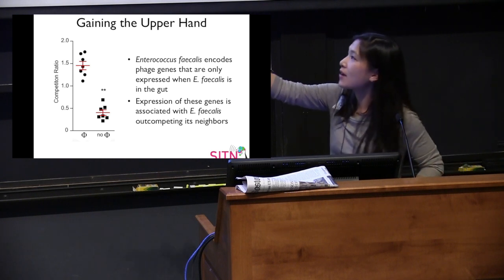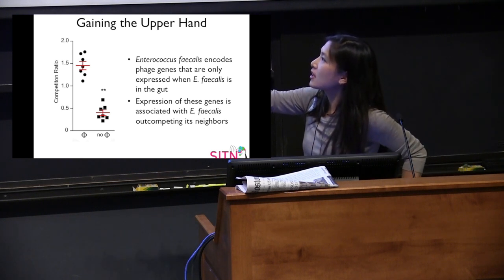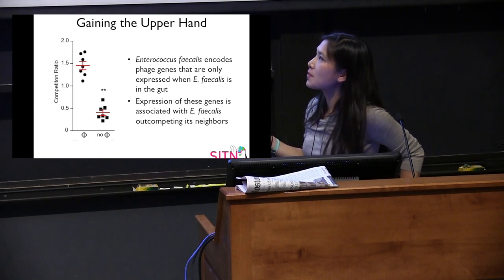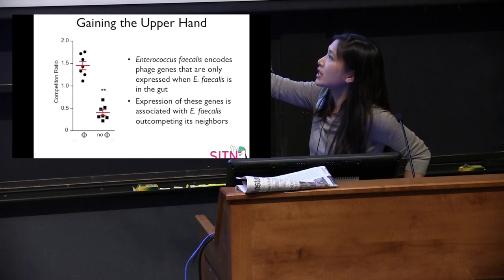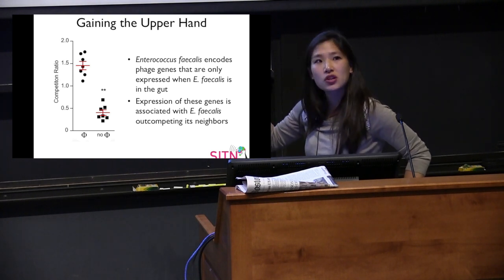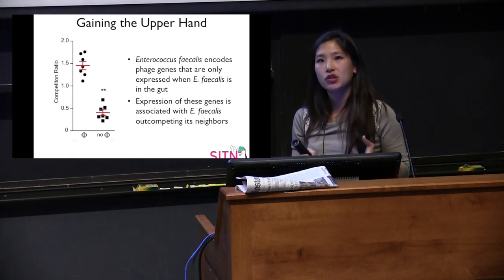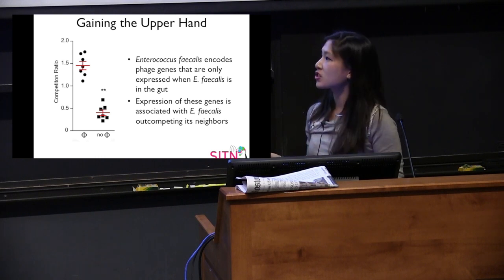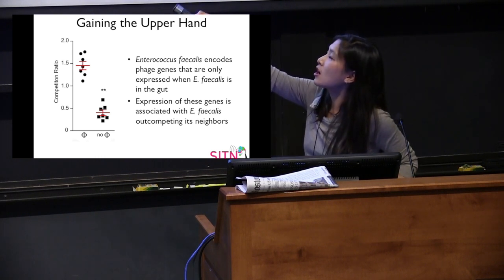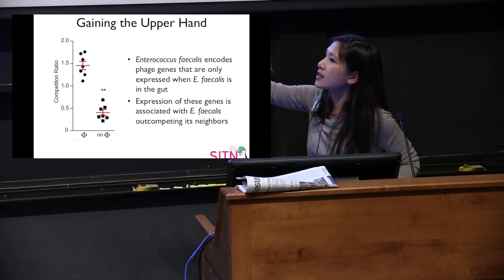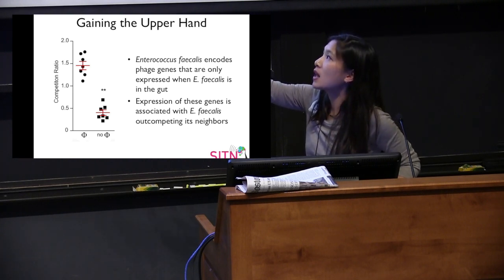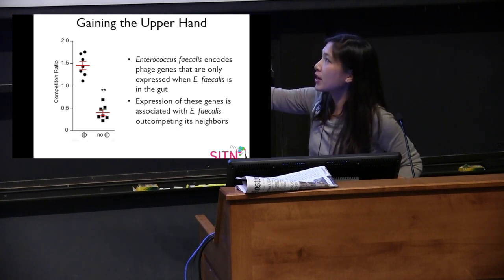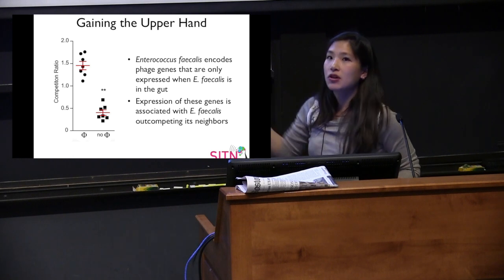So if you take a look at the graph over here on the left, we see that the y-axis over here is a competition ratio. A competition ratio of 1 would be if the strains being compared were equally competitive with each other, and you start with a 50-50 ratio at the beginning and end with a 50-50 ratio. What's happening is, in the column on the left, these are the Enterococcus that carry phage competing with their neighbors, and they're outcompeting their neighbors by a lot, 1.5 versus 1. But the Enterococcus that don't carry the phage genes fail to outcompete their neighbors.